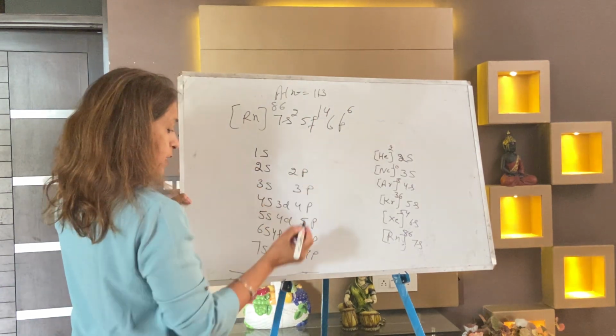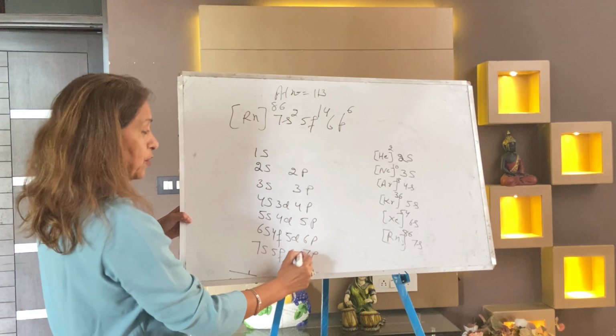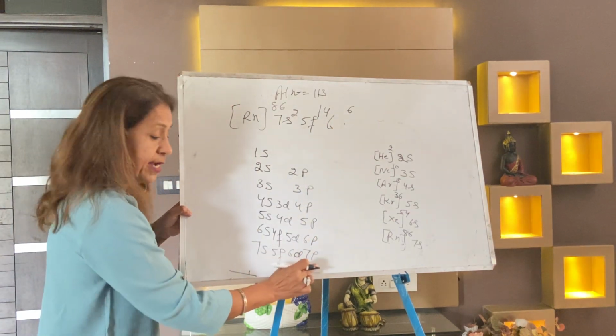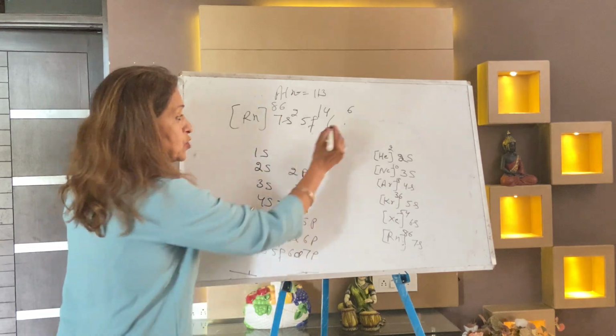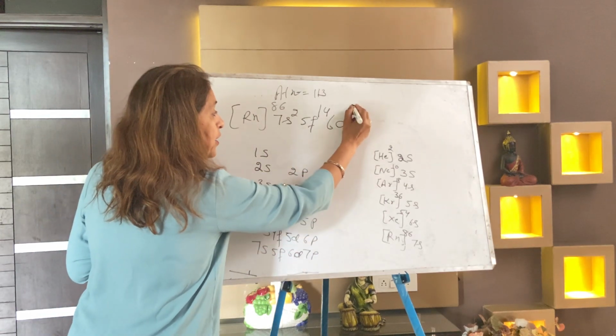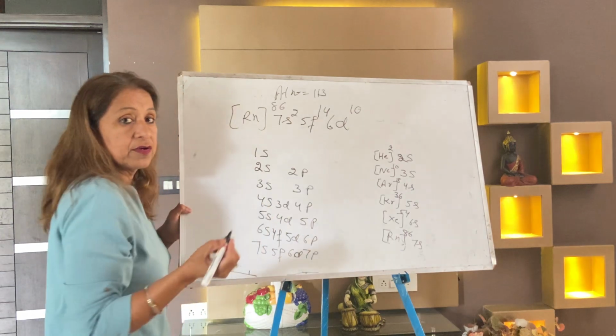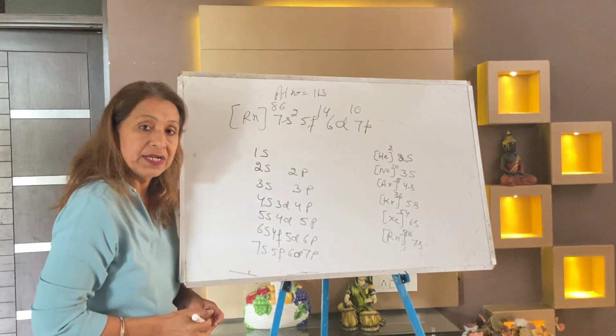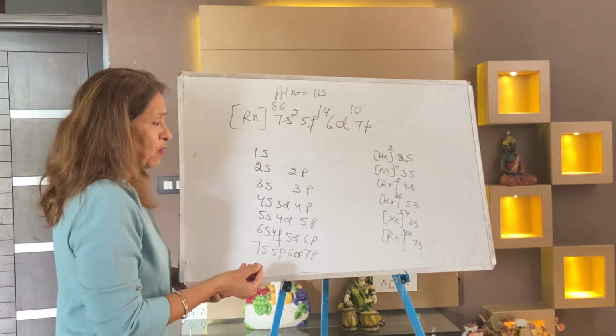After that there is a 6d, sorry, 6d10. This is 7s, 5f, 6d and 7p. I am going to correct it. Write 6d10 and after that you write 7p. So now you count how many electrons are left. Please fill it in a very simple way.